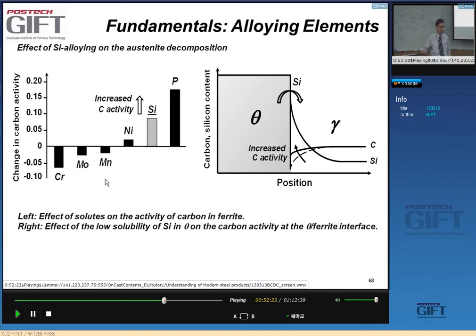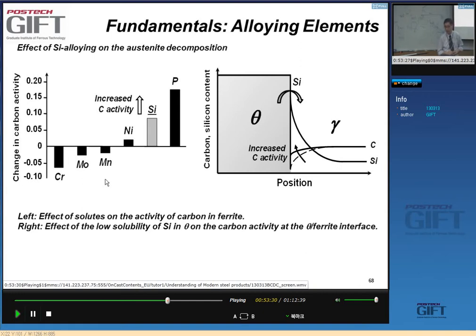There are two reasons for this. Yes? First is the partitioning of silicon between the matrix and the cementite. What do we know about that? Well, we know that the partitioning coefficient is very, very low. In other words, silicon does not dissolve in cementite. So the solubility of silicon in cementite is nil for all practical purposes. Okay, that doesn't mean that the formation and growth of cementite should be suppressed. So there is another effect that comes into play, and that effect is the fact that silicon increases the activity of carbon in ferrite considerably.